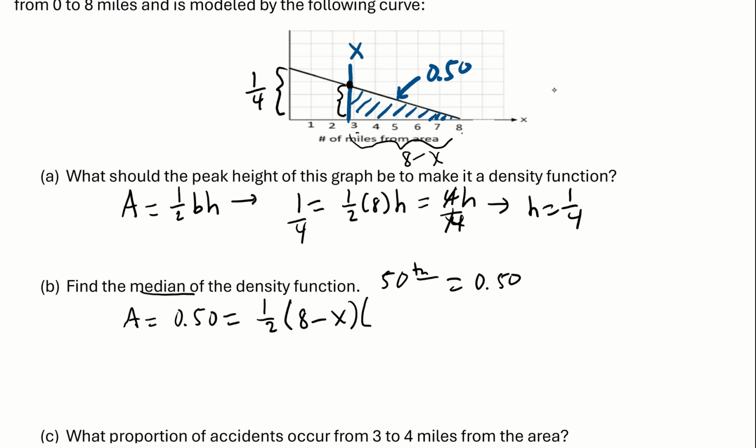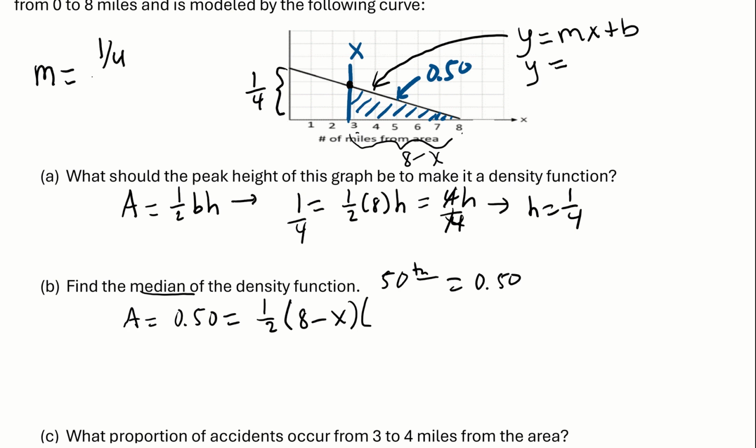But how do I get that? In order to get the height of the triangle, I need to figure out what this function is, so I need to use a little bit of algebra. So y equals mx plus b. What's the slope of this graph? The slope is m. The slope is going down 1/4 and over 8, so it's negative. Down 1/4 and over 8 is negative 1/32, since 4 times 8 is 32.